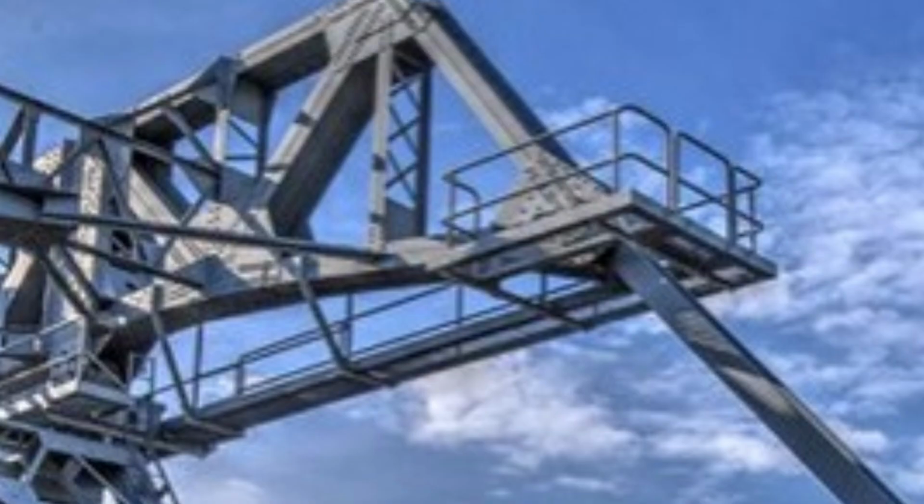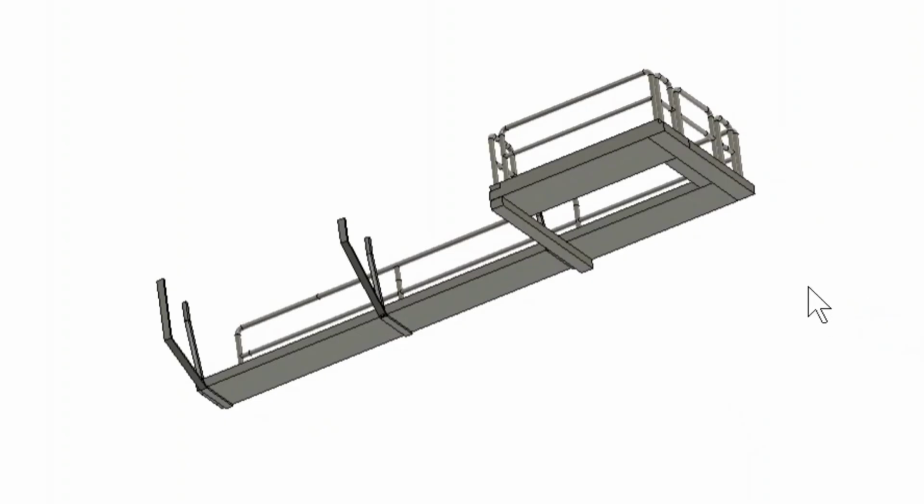This is the north side maintenance platform. Here's the design of the platform.